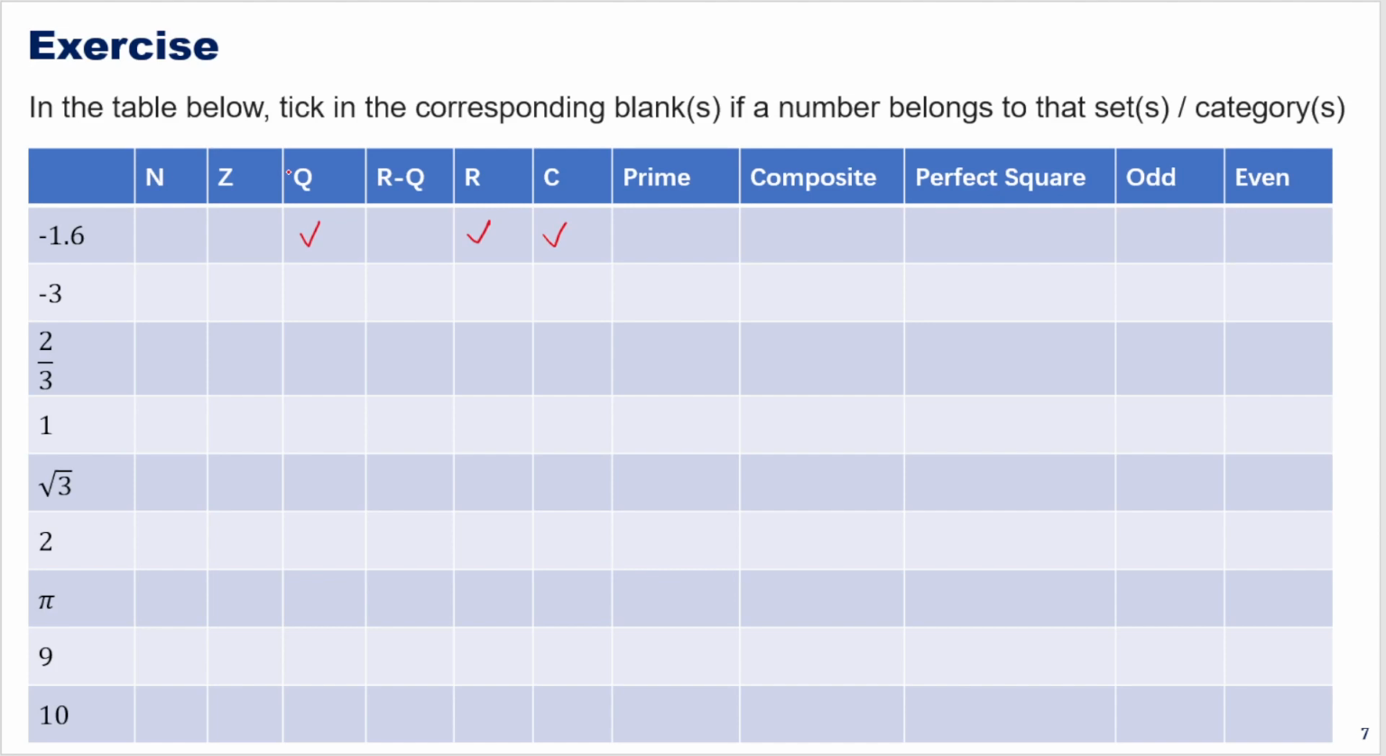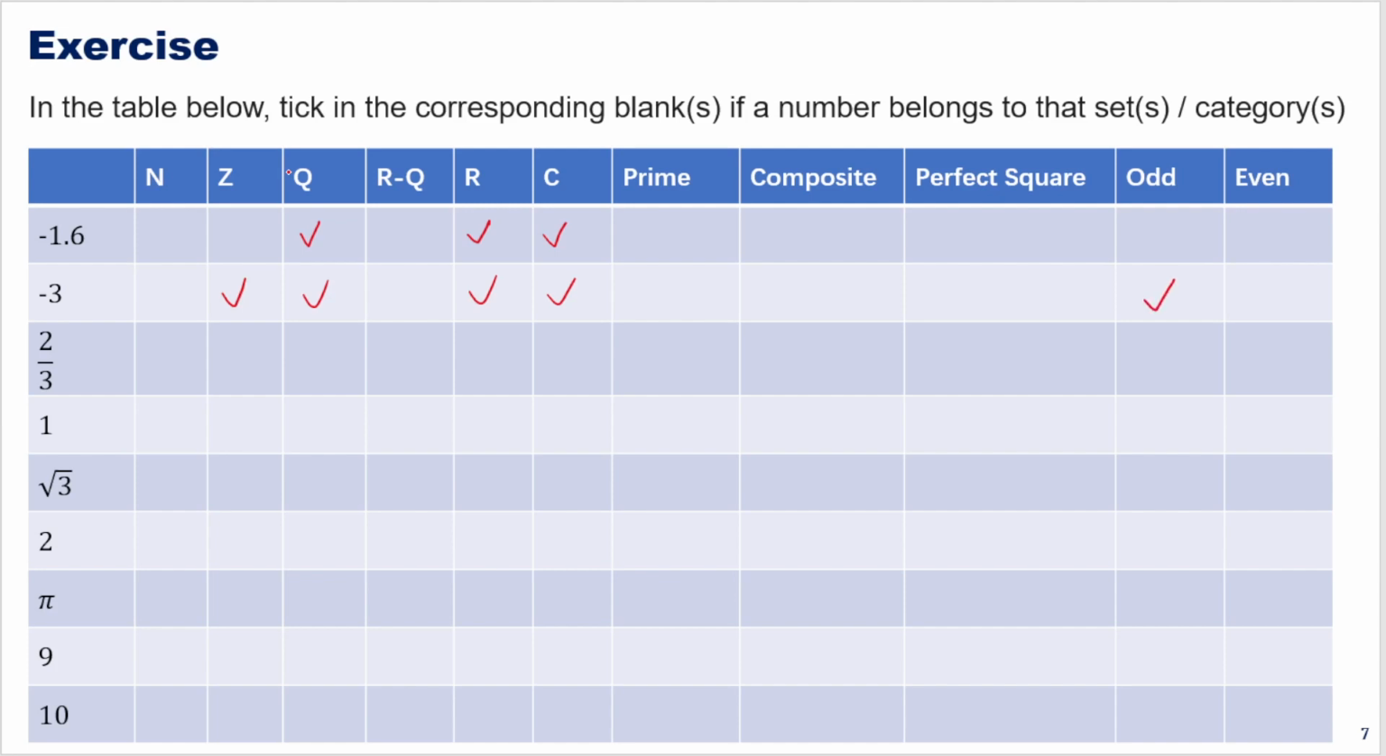It's not prime, composite, perfect square, odd, or even, because these concepts are related to integers or natural numbers. -3 is not a natural number. A natural number must be 0, 1, 2, 3, or something else, right? So any negative number is not a natural number, but it's an integer, right? And any integer is a rational number. Any rational number is also a real number. Any real number is also a complex number, right? And it's an odd number as well.